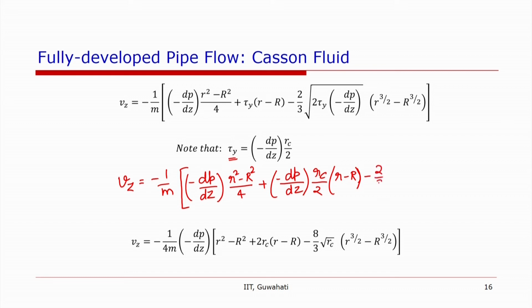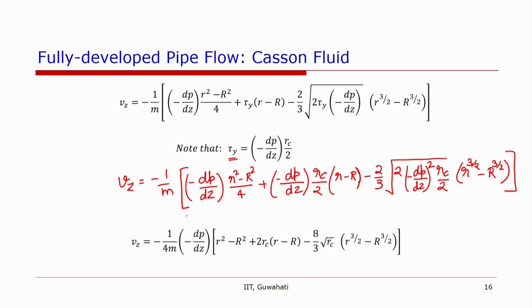minus 2 by 3 root 2 minus dp by dz. We have 2 dp by dz, so squared into RC by 2 here, and this is multiplied by R power 3 by 2 minus capital R power 3 by 2.